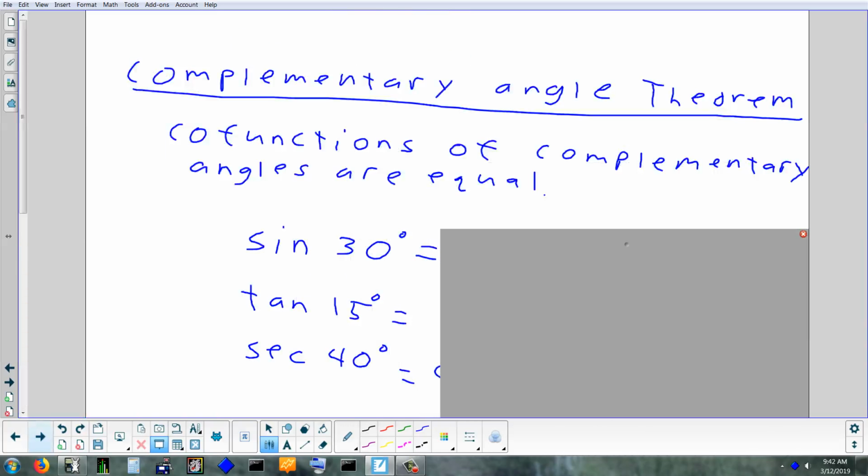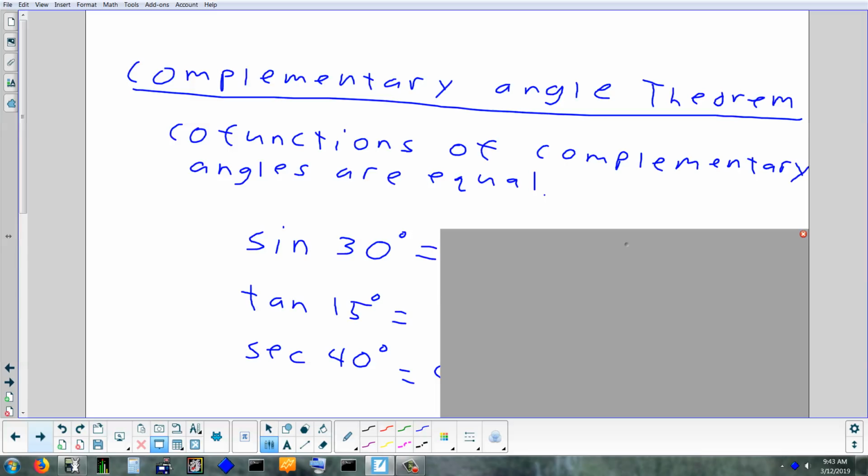So let's look at each of these and see if we could figure out what that would be the same as using the theorem I just wrote. You're going to do 2 things. First, pick the cofunction, and then find an angle that adds up to 90 with the one you were given. That's the complement.